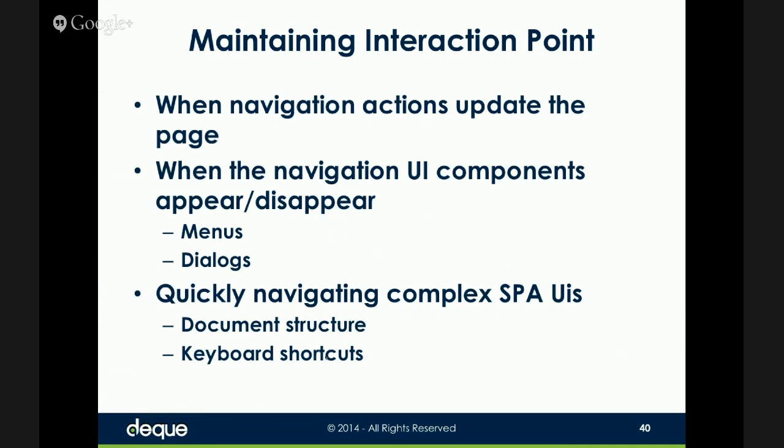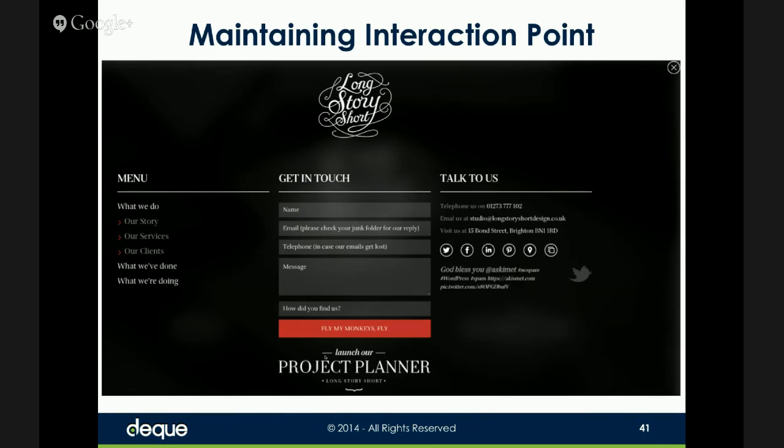So when navigation actions update the page, you need to make sure that users are aware of that and their interaction goes to the appropriate point. When UI components disappear, you need to make sure that the focus isn't lost, that the focus is maintained, and you need to make sure that the user has multiple ways to quickly navigate complex single-page applications or user interfaces. So use document structure, use keyboard shortcuts, and things like that to manage that.